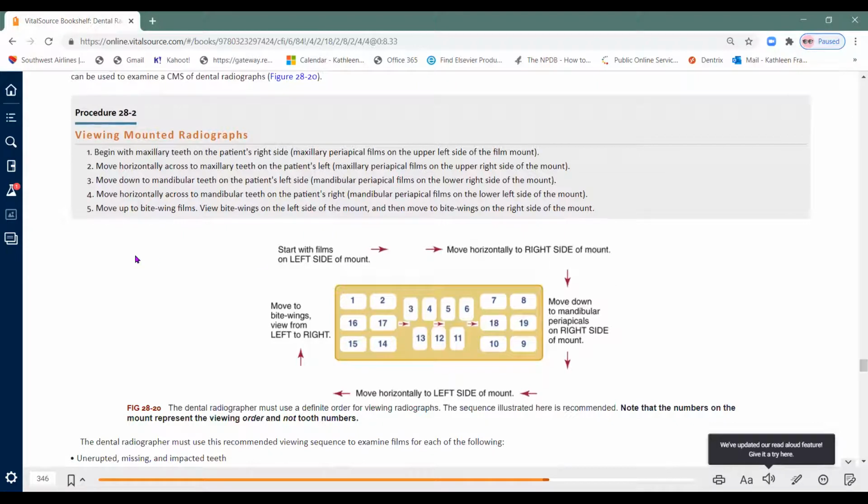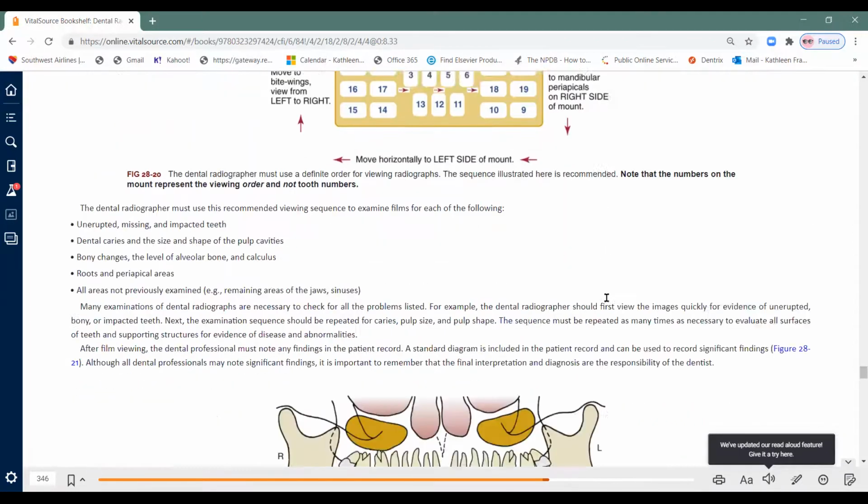If we're going to be interpreting these, they should be done in an orderly fashion. We should start on the left side with number 1 and then move across to the right side. This is the order where they say you should do it. Of course, you should do it in an orderly fashion.